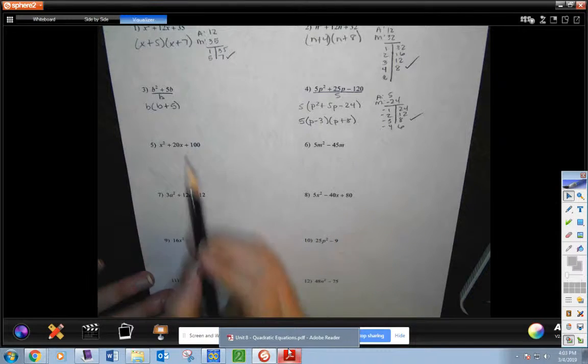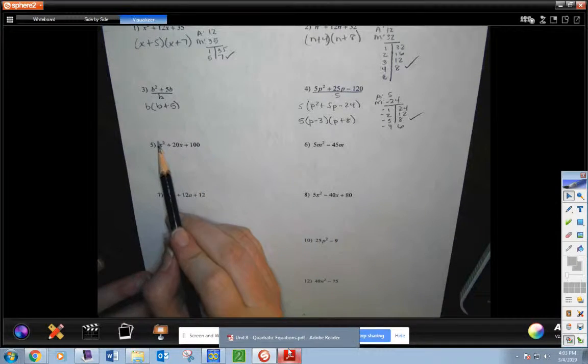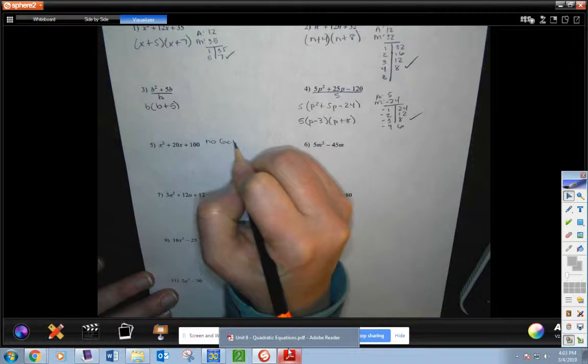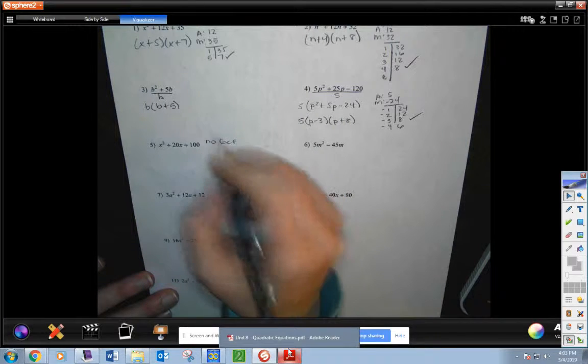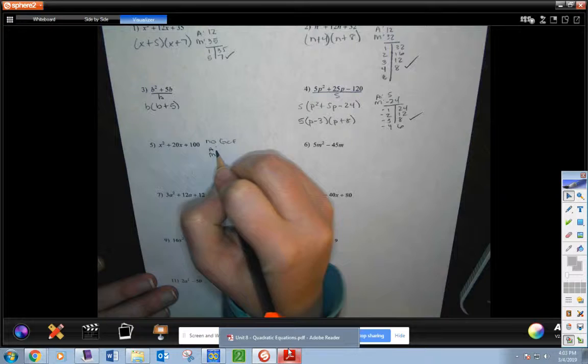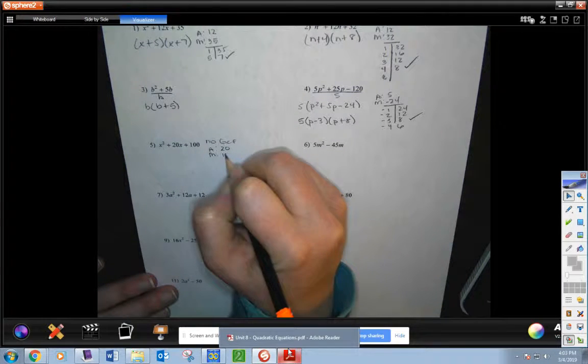Okay, for number 5, my smallest number is a 1, so I can't divide by 1, and they don't all have x's, so there's no GCF again. So for this one, what I'm going to do is go straight to my add and multiply table because it's a trinomial. I need to add to 20 and multiply to 100.